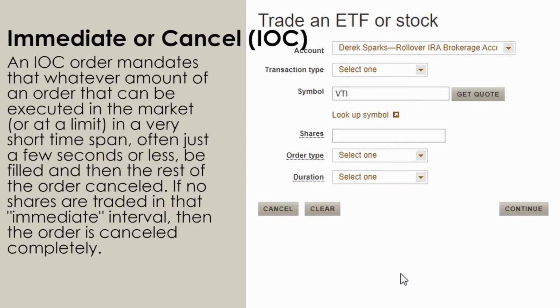The other area that you'll look at is immediate or cancel, IOC. This type of order mandates that whatever amount of an order that can be executed in the market or at a limit in a very short time span, often just a few seconds, be filled and then the rest of the order canceled. If no shares are traded in that immediate interval, then the order is canceled completely.